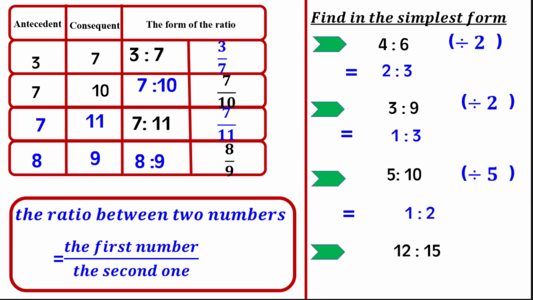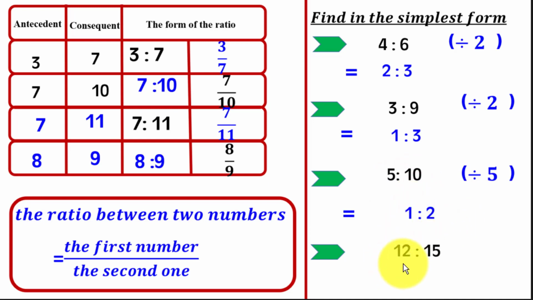And 10 divided by 5 will be 2. This is the first example we studied before. The relation between 5 and 10: 5 is half of 10. So the ratio between 5 and 10 is 1:2 in the simplest form.